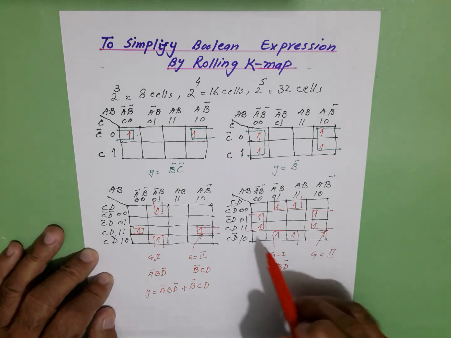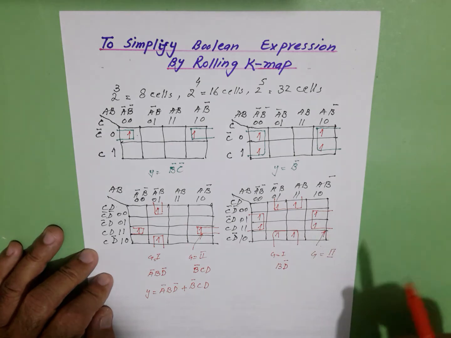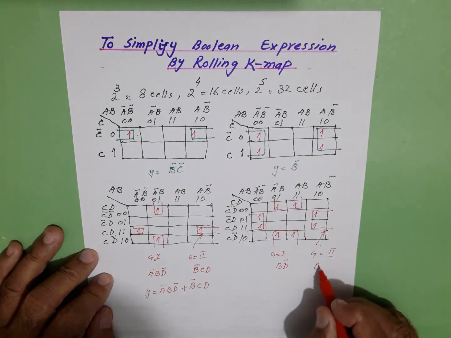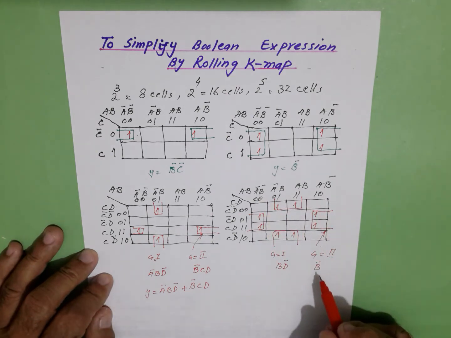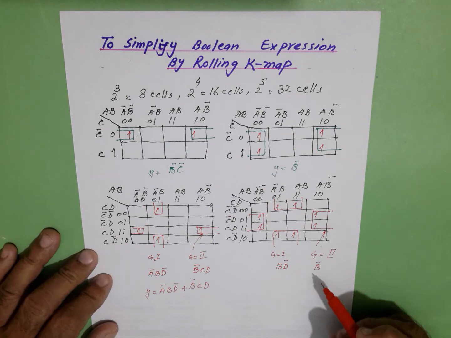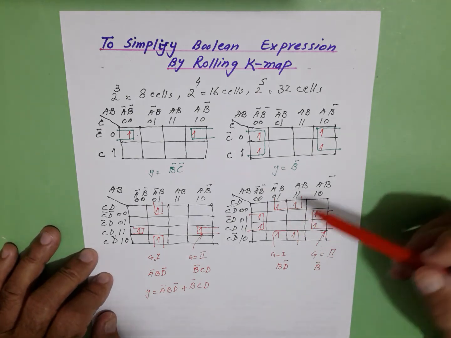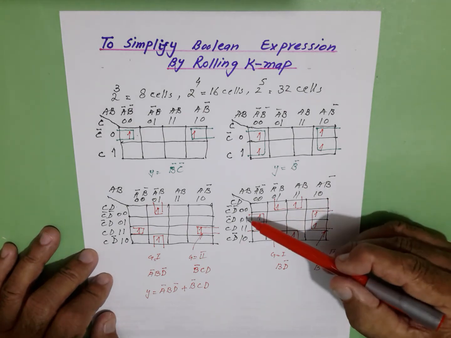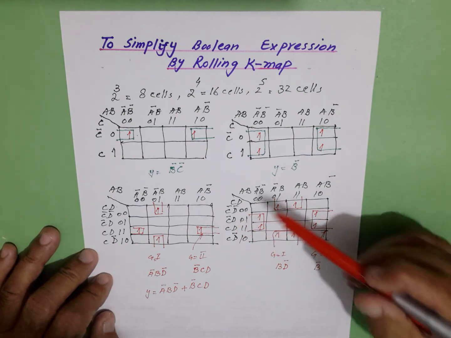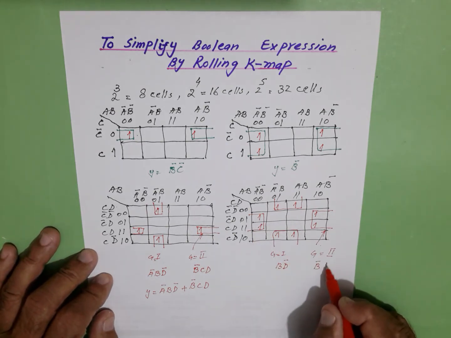For group 2, vertically from here to here it is B bar. B bar is here, B bar is here, B bar is constant, therefore we write B bar. And coming from this column to this column, we see that D is constant. D is 1 here and D is 1 here, and horizontally in our rows D is constant.